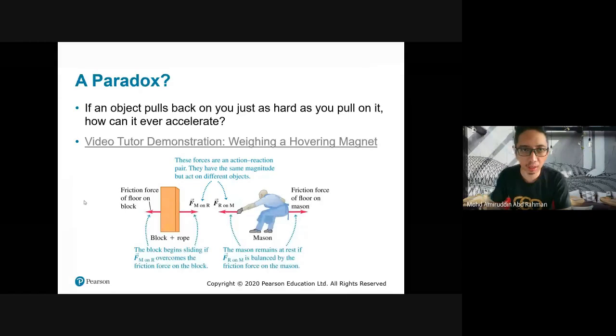It's a little bit tricky when it comes to Newton's third law. So I hope it will be clear when you do the exercise later on Newton's third law.